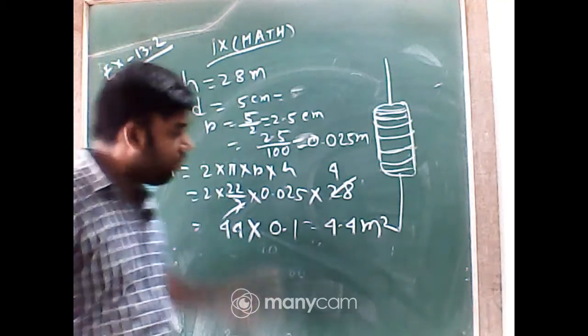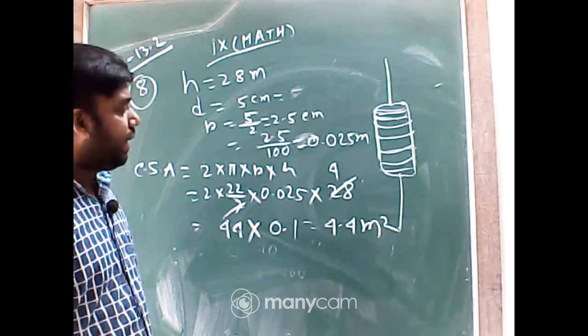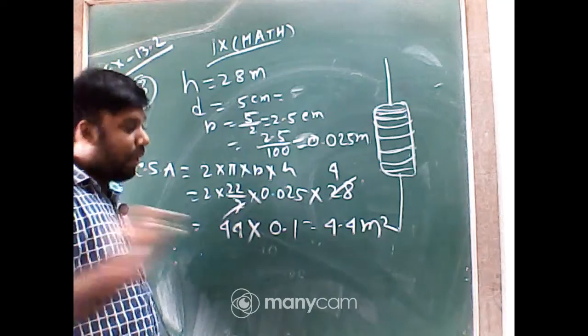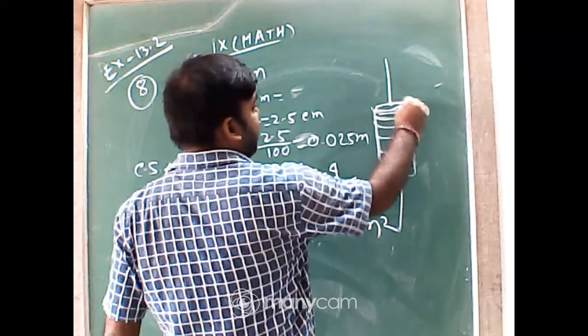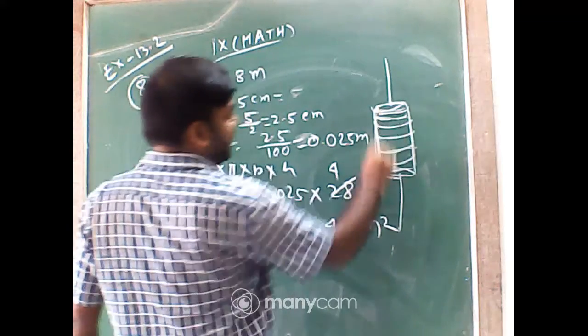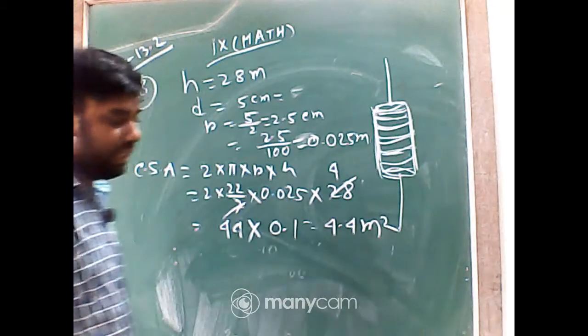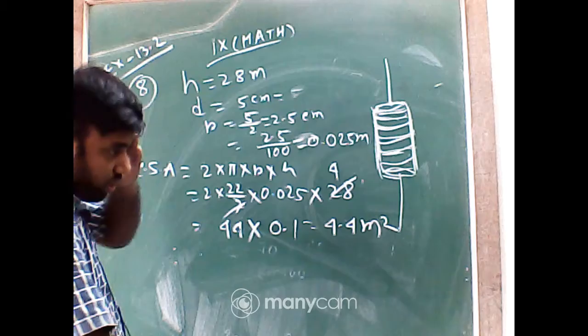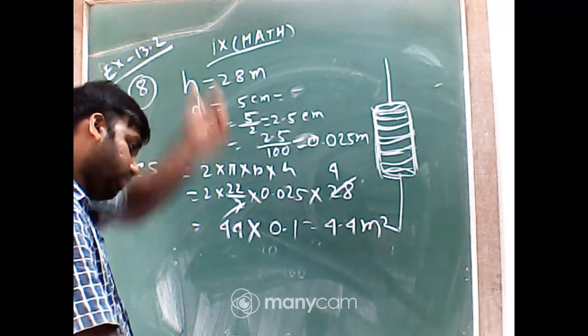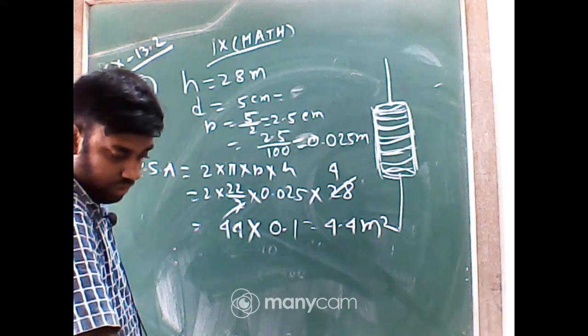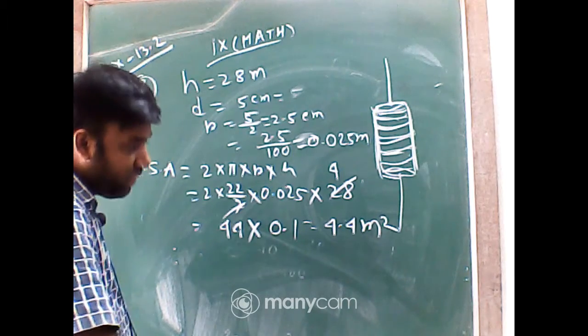If you have any problem regarding these sums, tell me quickly. And remember, this is not the total surface area, only this portion is included, that's why it is a curved surface area. Any doubt? That is question number 8.